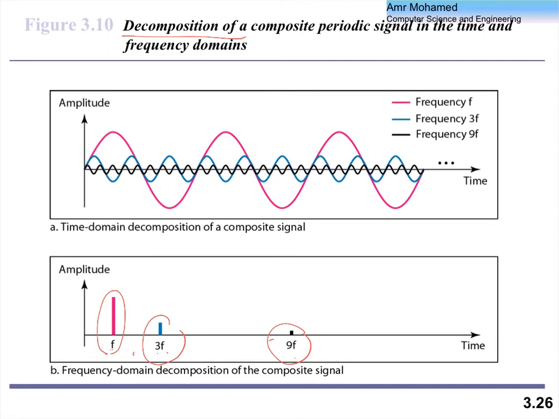It's complex. Okay? So the decomposition is to try to break down this composition and make it simple to deal with by breaking down the signal into multiple signals. Each of them is very easy to deal with. And in that case, the simplest form is the sine wave. So we know how to deal with sine waves. Okay? Any questions so far?